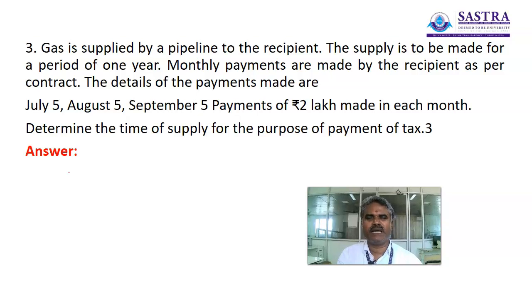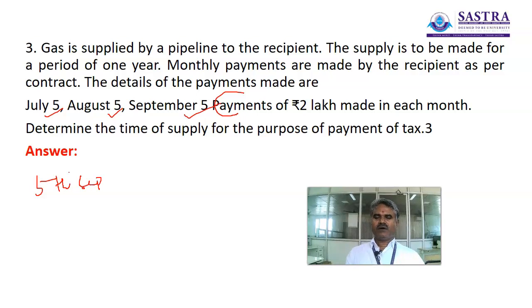Gas is supplied by a pipeline to the recipient. The supply is to be made for a period of 1 year. Monthly payments are made by the recipient as per the contract. The details of the payment are 5th July, 5th August, 5th September. The final payment is on 5th September. So 5th September is the time of supply.